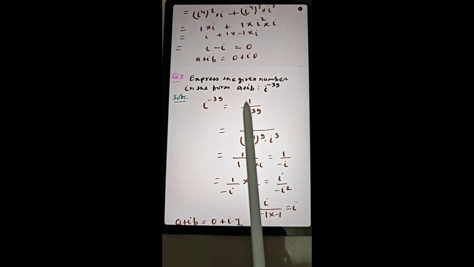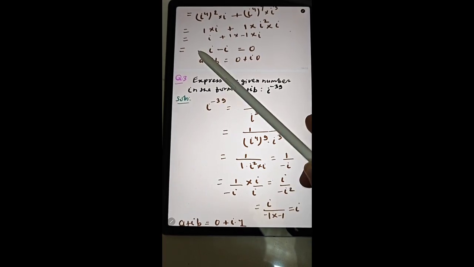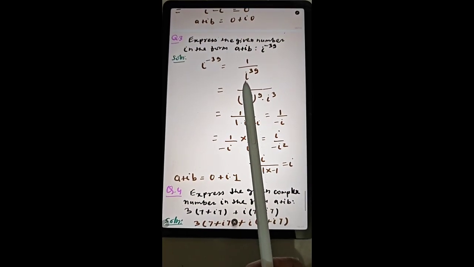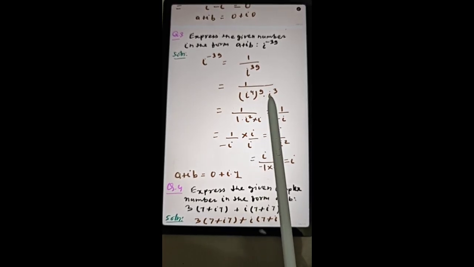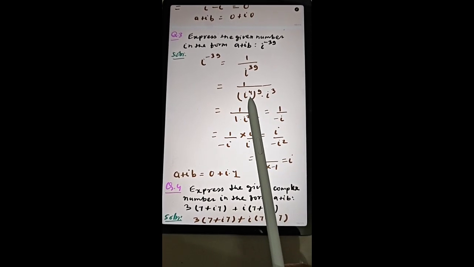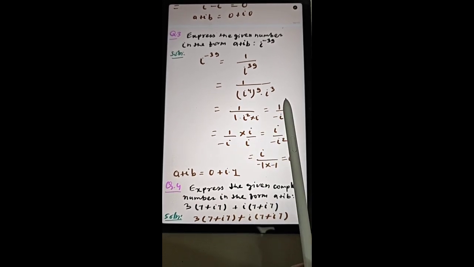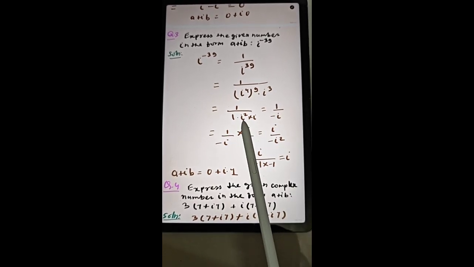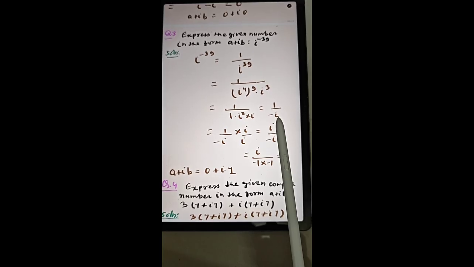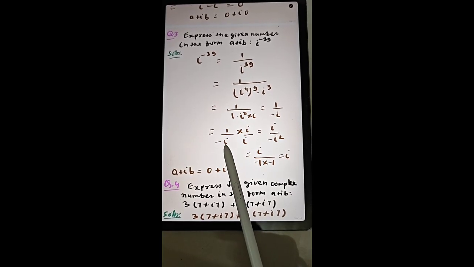Third question, express the given number, that is i power minus 39. So i power minus 39, we make it positive by bringing it into the denominator side, 1 upon i power 39. 39 can be written as 4 nines are 36 plus i power 3. i power 4 is 1, and 1 power 9 is 1. i cube is i square into i, that is 1 upon minus i, because i square is minus 1.